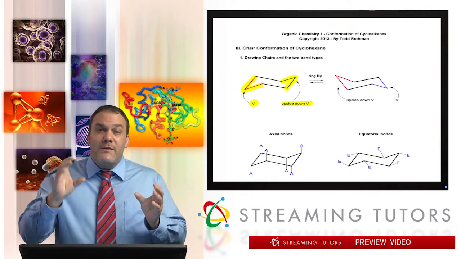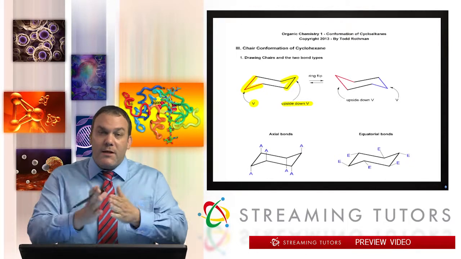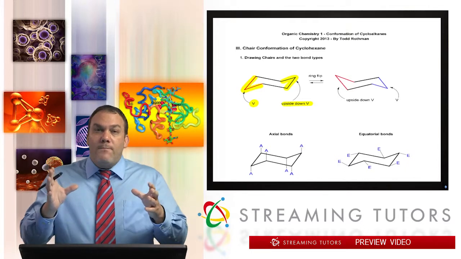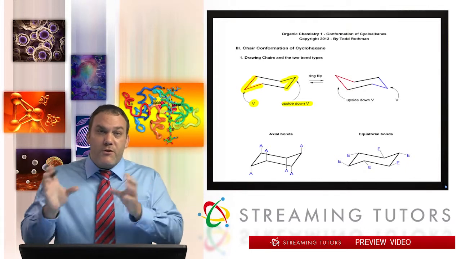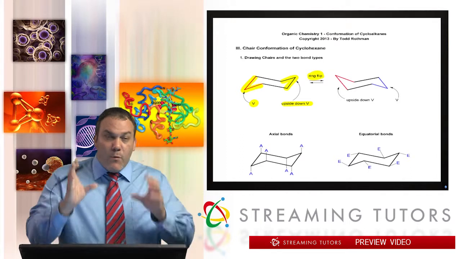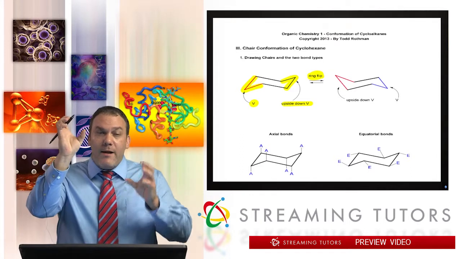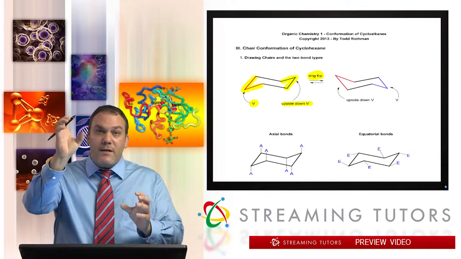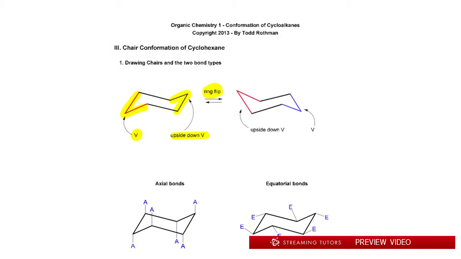Now, when you go through a ring flip, we're not going to look at the half chair or the twist and the half boat. We're just going to go from chair to chair. After the ring flip, we've brought up the red and pulled down the blue. What we note here is that the V becomes an upside down V after the ring flip, and the upside down V, this blue one, becomes a V after the ring flip.